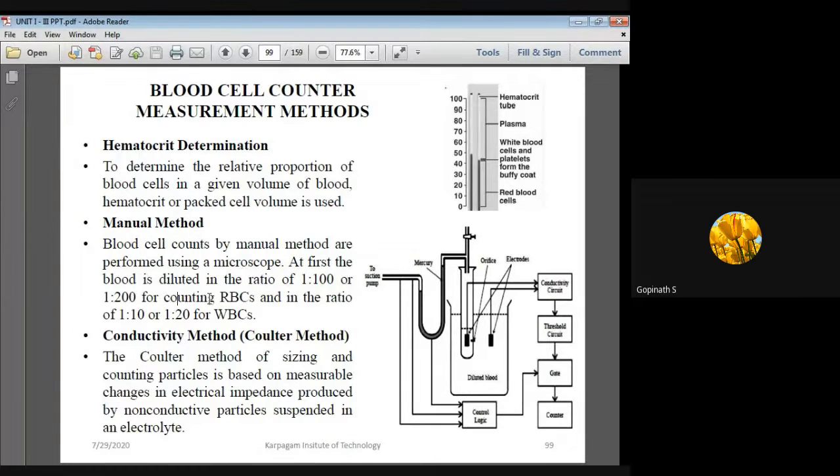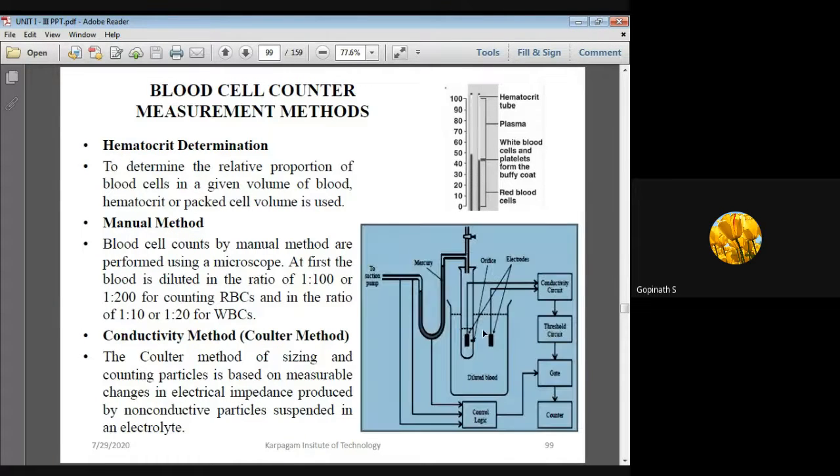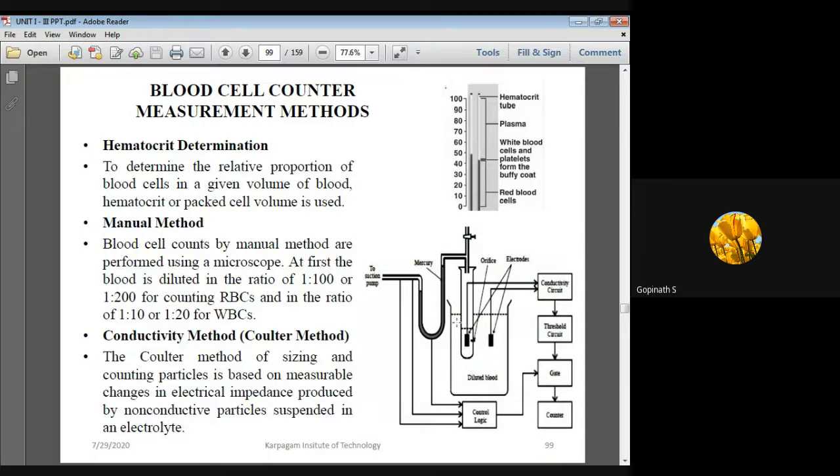We can measure through the electrical impedance changes produced by non-conducting particles suspended in the electrolyte. On the right side you can see the diagram. Here one beaker will be there. Inside the beaker we add the diluted blood. From that we pick one electrode here. These two items are the electrodes for measuring the conductivity drop across the blood as well as the electrolyte solution.